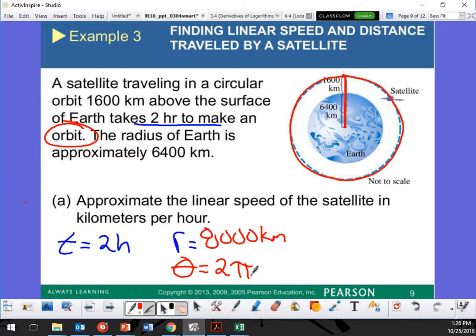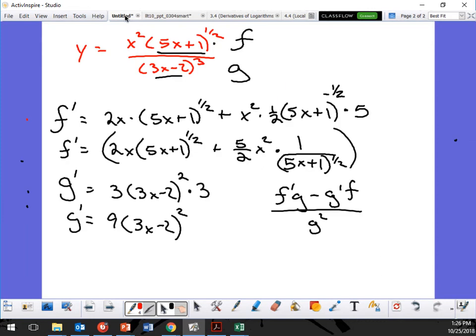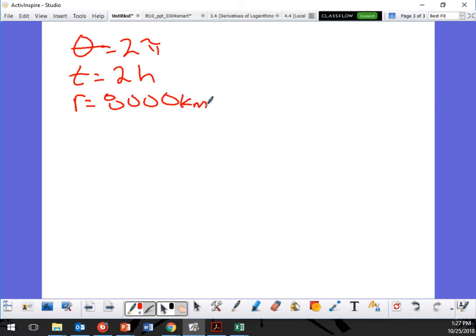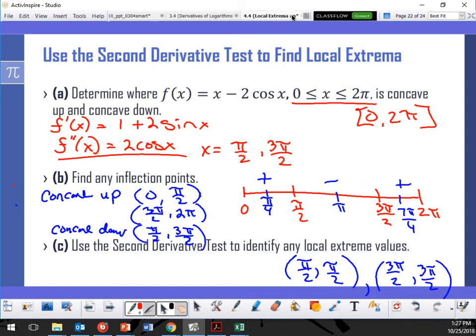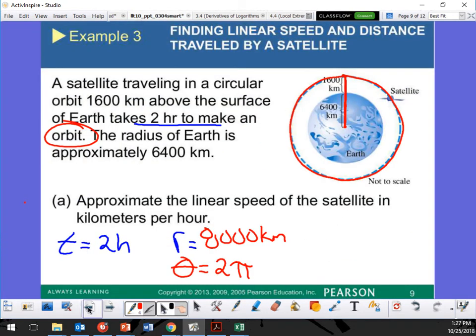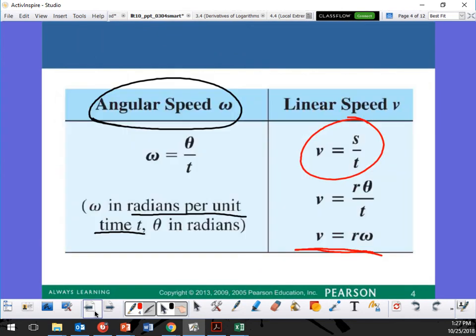So now I'm going to go to another sheet here. So we have theta. Okay. Time is 2 hours and radius is 8,000 kilometers. So let's go back to this. No, we ain't doing concavity. Here it is. Wrong one. Sorry. All right, so let's go back. Okay, so I have what variables? R, theta, and t, and I'm looking for what? V. I'm looking for V.